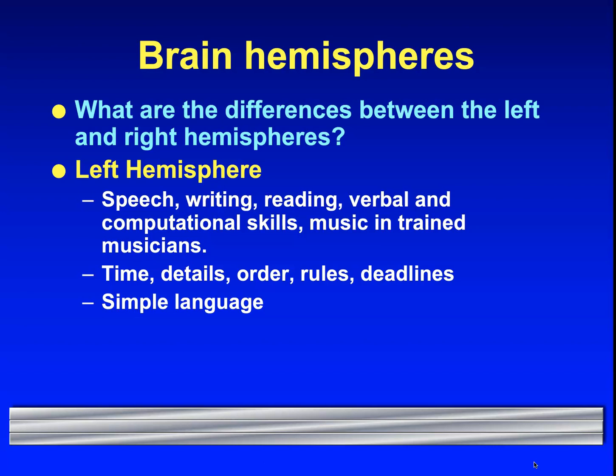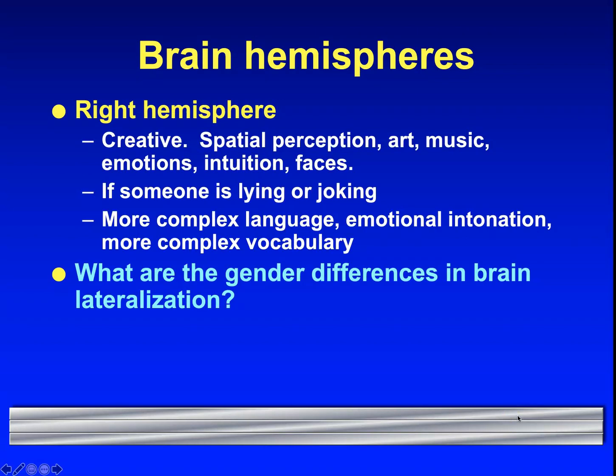Other things about the left hemisphere: time and details, order, rules, deadlines. That's more left hemisphere. And simple language, so putting words together in the proper order. That's going to be more the language of the left hemisphere. All right. But having the nuance and complexity of language and the music of language, that's going to be more right hemisphere. But big picture, left hemisphere is speech, writing, reading, verbal, time, details, order, rules. Right hemisphere is much fluffier.